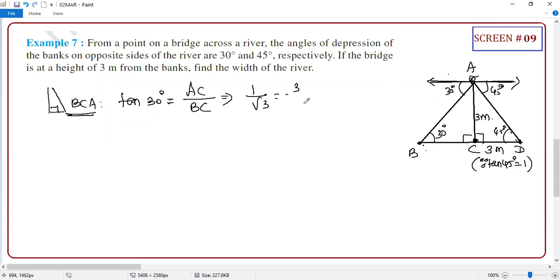Now BC equal to what? Cross multiplication. BC equal to 3 root 3 meter. Done. Whether they are giving root 3 equal to that? No, they didn't give. So let it be 3 root 3.